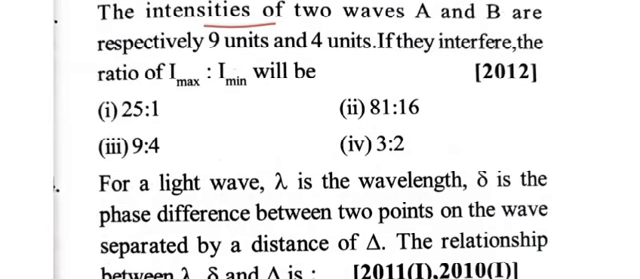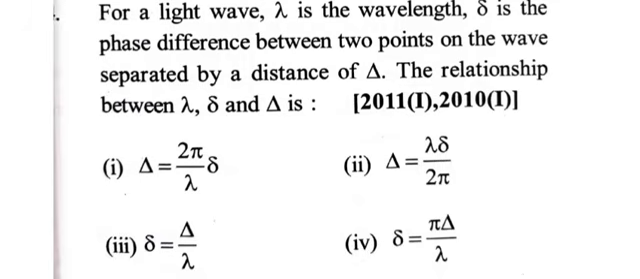Intensities of two waves A and B are respectively 9 units and 4 units. If they interfere, the ratio of maximum to minimum will be 25 is to 1. For a light wave, lambda is the wavelength, and delta phi is the phase difference between two points on the wave separated by a distance of delta x. The relationship between delta x, lambda and delta phi is delta x is equal to lambda delta phi divided by 2 pi.